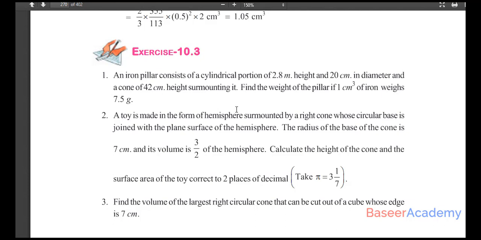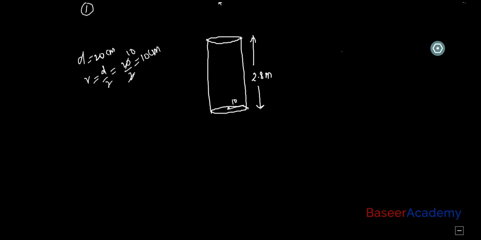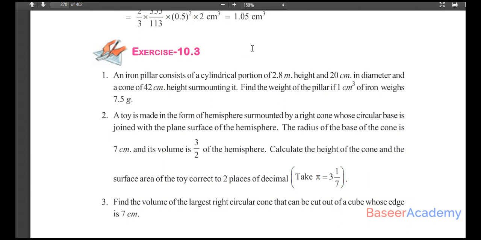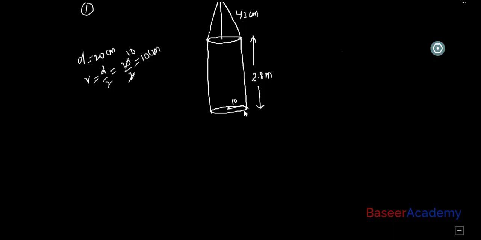A cone of 42 centimeter height is surmounting it. So above the cylinder, you have a cone of height 42 centimeter. Find the weight of the pillar if 1 centimeter cube of iron weighs 7.5 grams. Whenever you have to find out the weight, you first need to find out the volume. First, let us find out the volume of both of these shapes. We have a cone and also a cylinder.